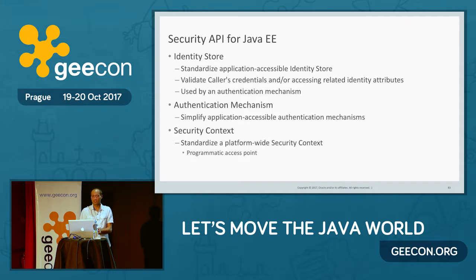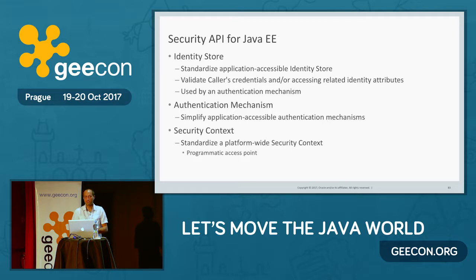Identity store is basically used to standardize application accessible identity store. It's responsible for validating the caller's credential and/or accessing related identity attributes. And it's used by the authentication mechanism. The mechanism is there to simplify application accessible mechanism, and security context is the standardized platform-wide security context.